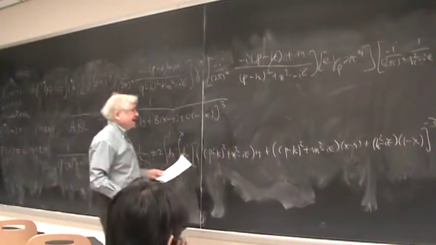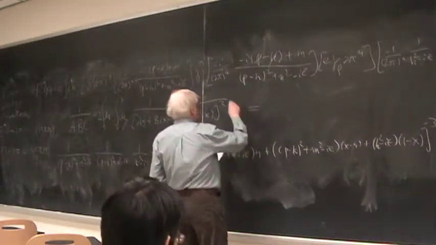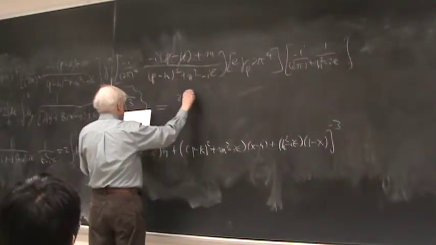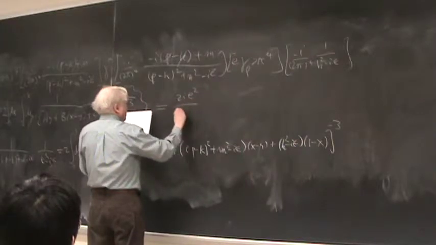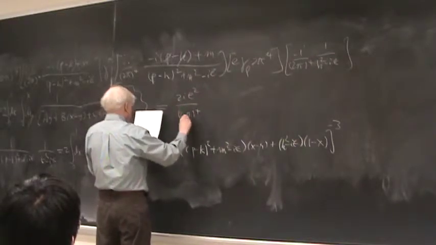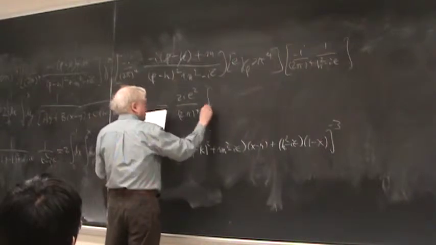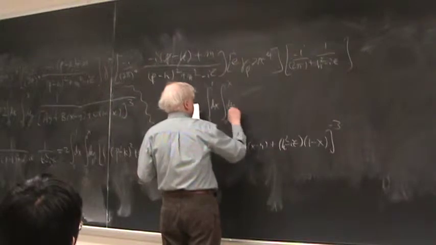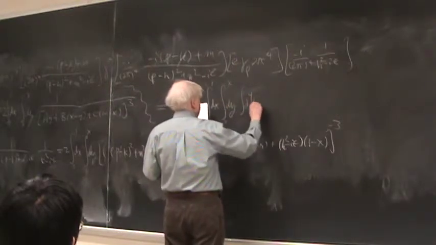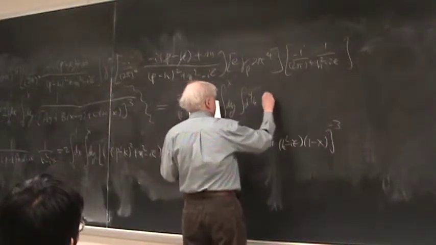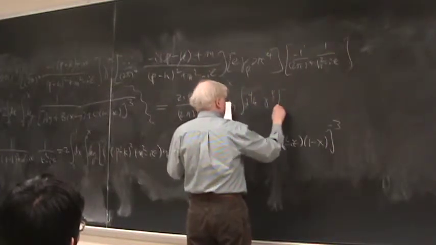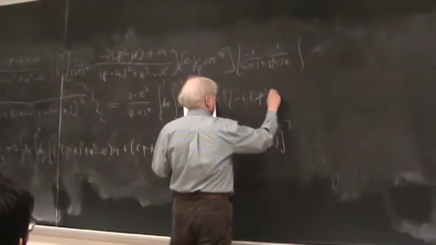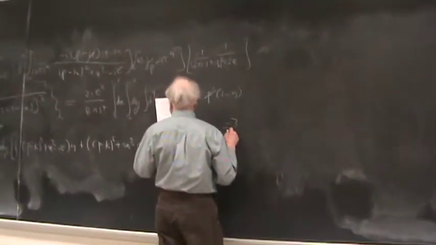And so this gamma mu is then equal to 2i e squared over (2 pi)^4, integral 0 to 1 dx, 0 to x dy, d4 k, gamma rho, minus i p prime slash times 1 minus y.